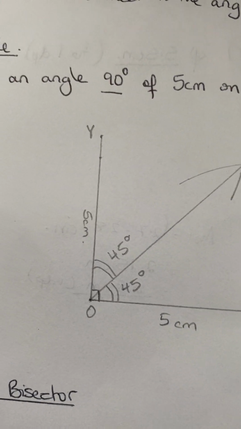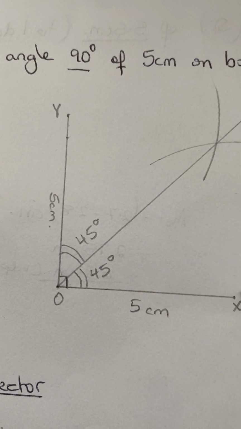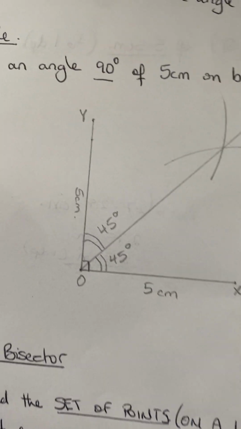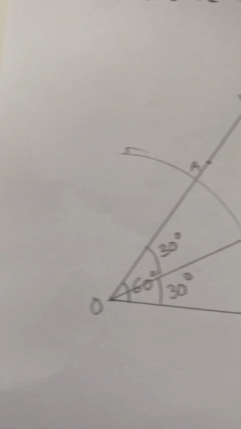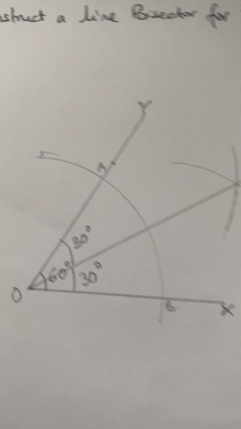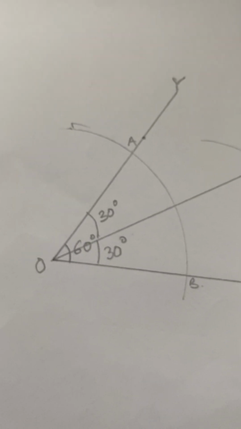Now, in this case, you've been given the measurement of the line. What if you were not given the measurement of the line? What if they just asked you to draw? You don't know the measurement that is 5 centimeters by 5 centimeters. So like a diagram like this, how will you do that?